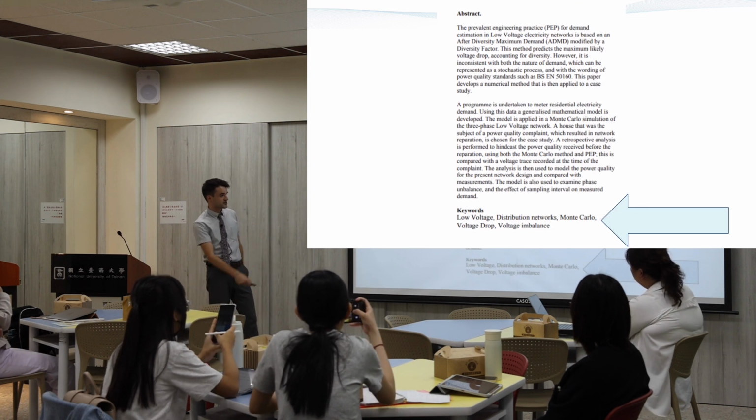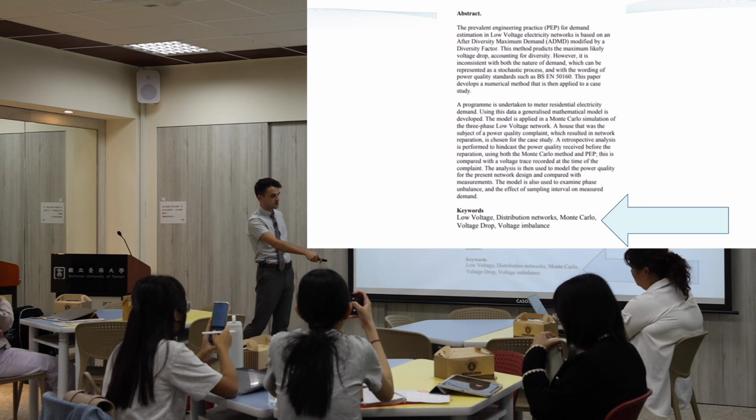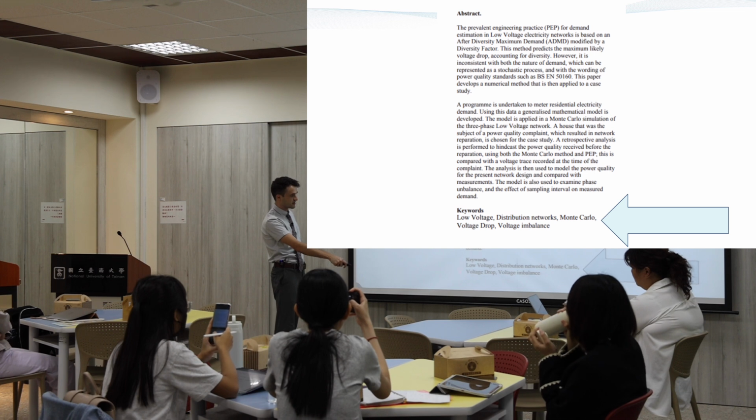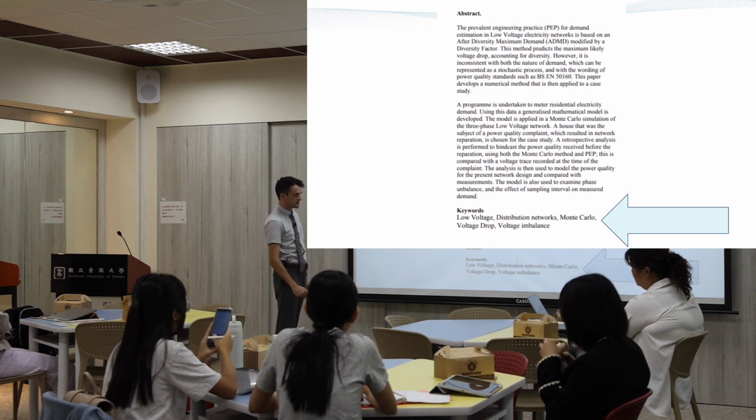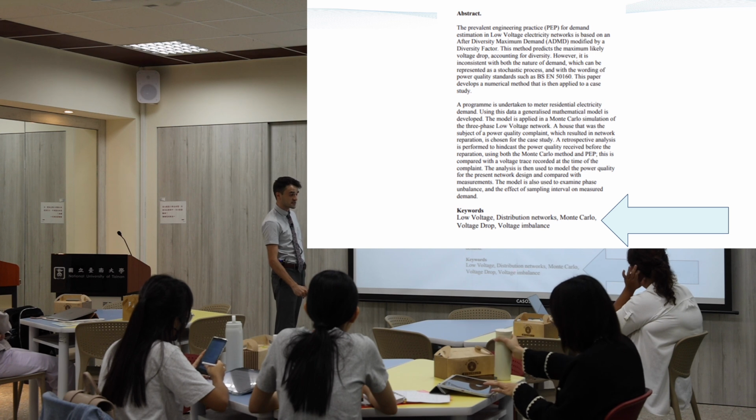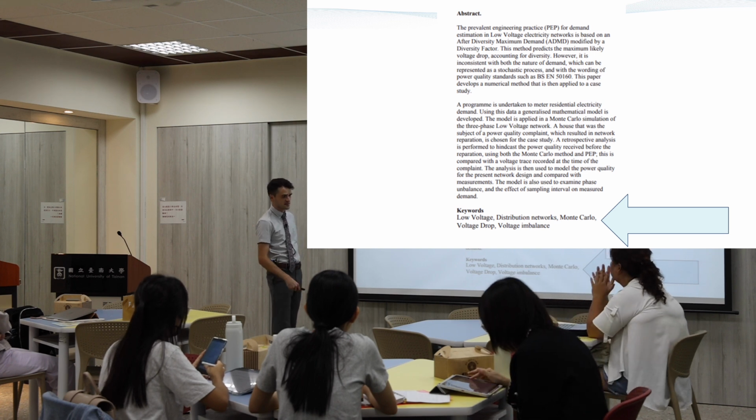Again, longer abstract keywords: low voltage, distribution networks, Monte Carlo, voltage drops, voltage imbalance. So distribution networks might be the more specific keyword. Voltage imbalance seems very vague to me.